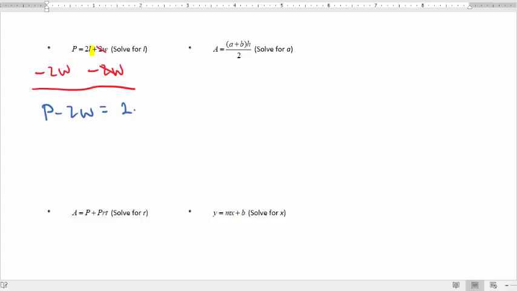equals 2L. And then again, I'm solving for L, so I've got to get rid of that 2, which right now is multiplying the L. So to get rid of it, I would just divide by 2. So now my 2's cancel, and that's it. Again, I'm done. What's P minus 2W over 2? Well, it's just P minus 2W over 2. Finished.